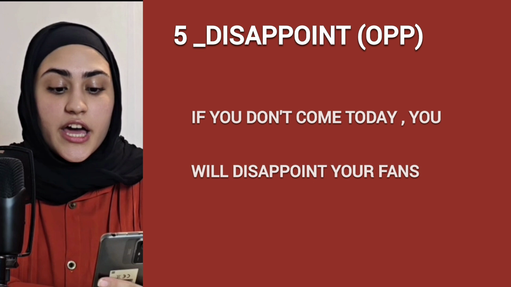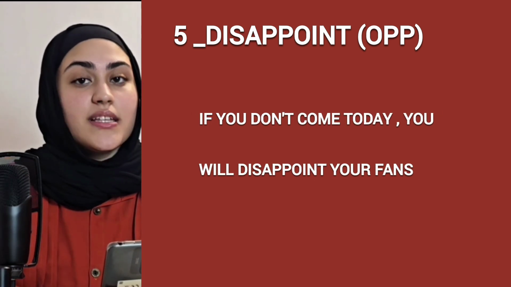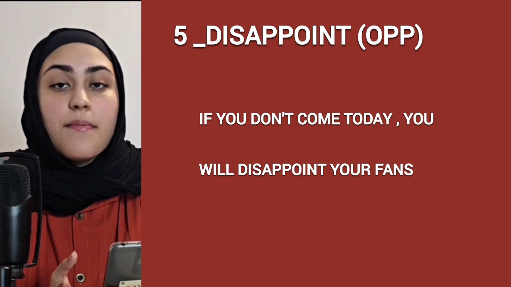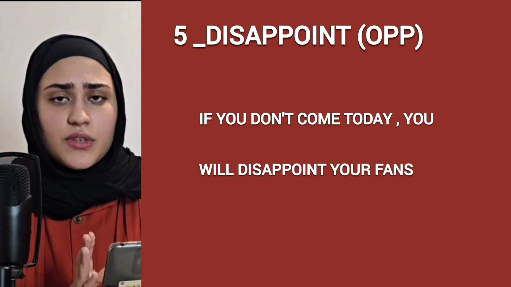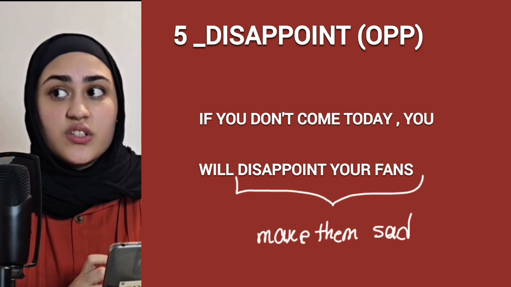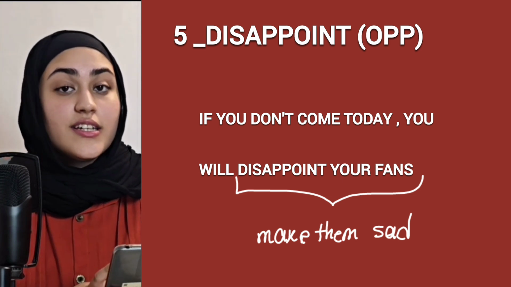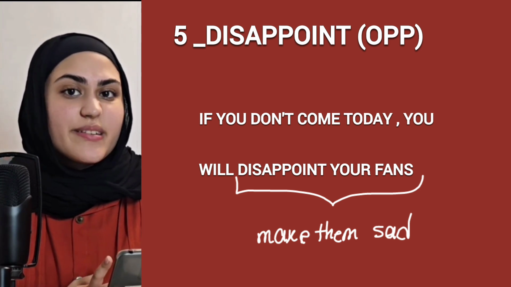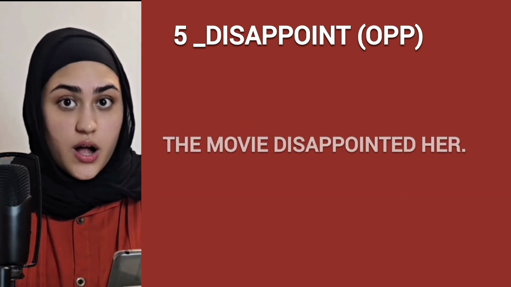For example, if you don't come today, you will disappoint your fans. That means that your fans expect you to come. They will be happy if they see you. So if you don't come, you upset them. You make them sad and you disappoint them because you didn't do what you were supposed to do. You didn't do what you were expected to do. So you disappoint your fans if you don't come.